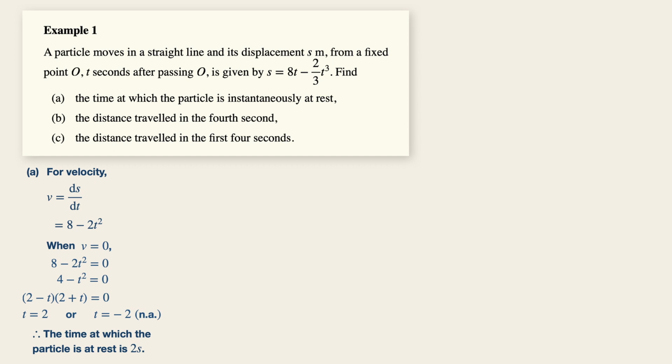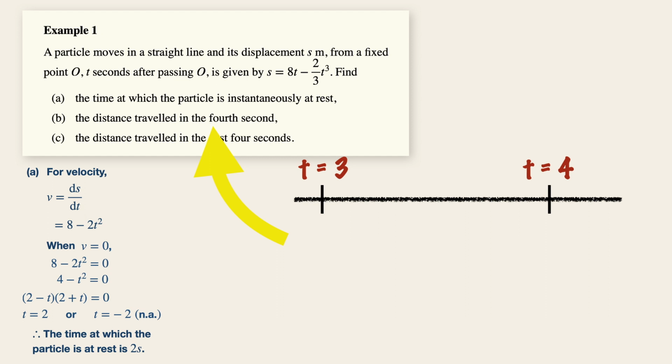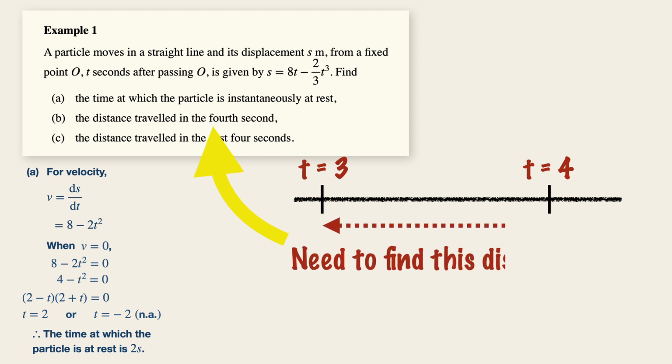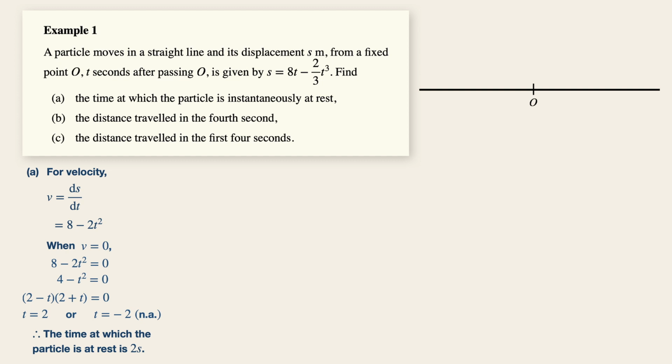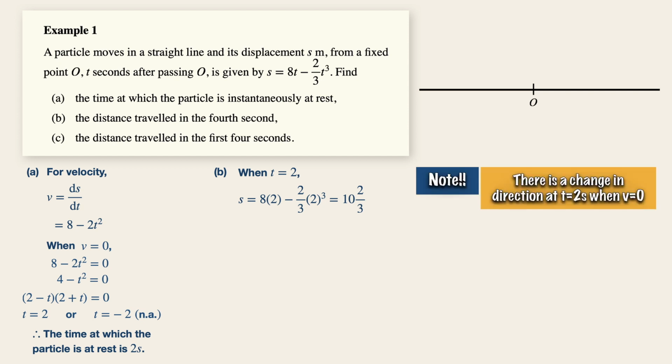Now let's move on to part B. Now we first need to understand this. To get the distance traveled in the fourth second, you need to find the distance traveled between the third and the fourth second. So let's illustrate this using a diagram. Now I choose to find the displacement when t is equals to 2 because this is a very important milestone. Whenever you see the time at which v is equals to 0, always show it on the diagram because this is where the particle will change its direction.